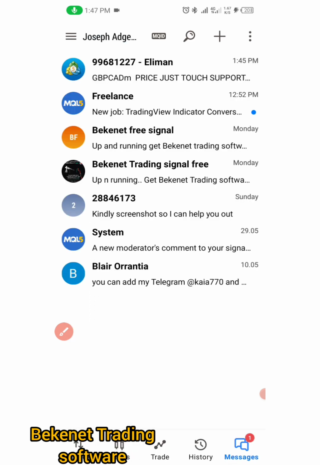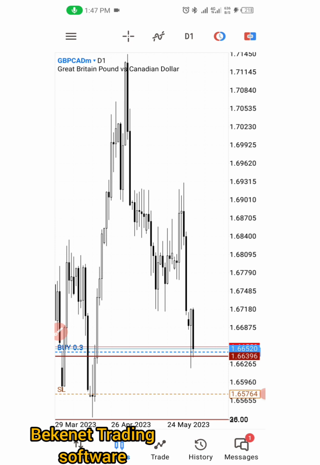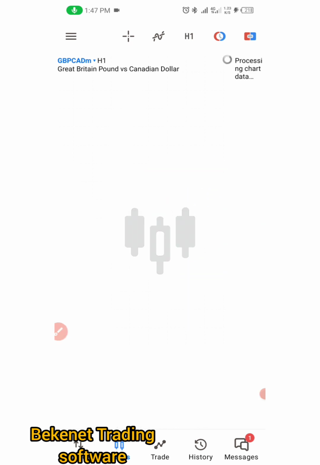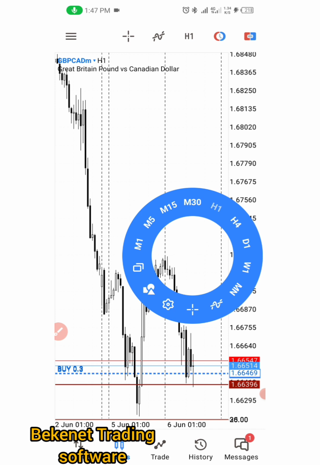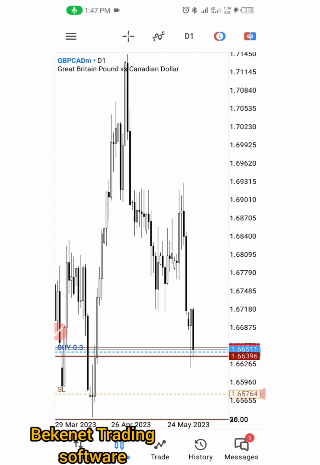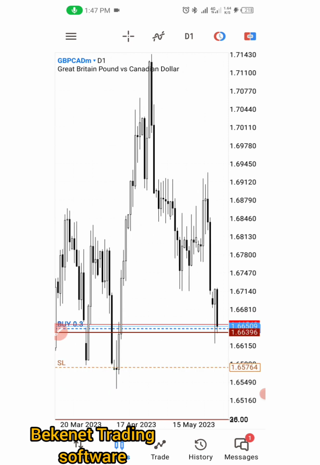So I have to go back now and click on my charts. As you can see, this is my daily chart. Let me go to 1 hour so that you see that I'm already on this trade. But let me show you the reason why I took this trade. As you can see, my stop loss is below this previous low.